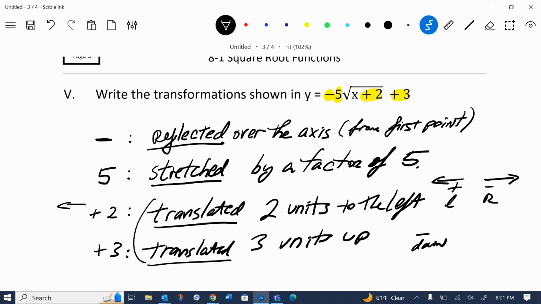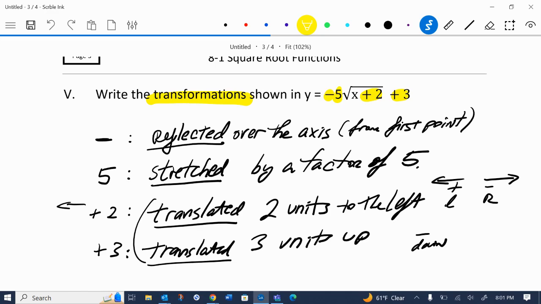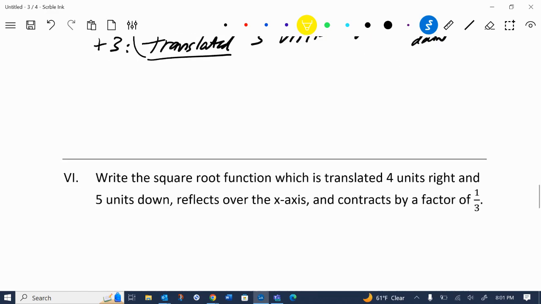And then it's reflected and stretched. These are all transformations. So they transform, changing the parent function into a different one. You don't have to have all 4 of these. You might have just one of them, or 2 of them. You don't have to have all of these in order to do it. Or you might have none and it'll be the parent function.